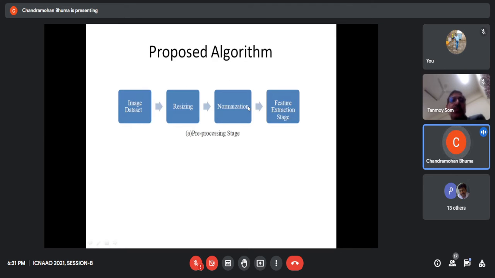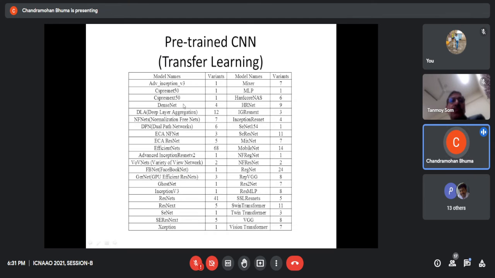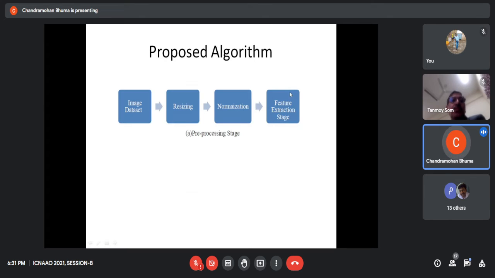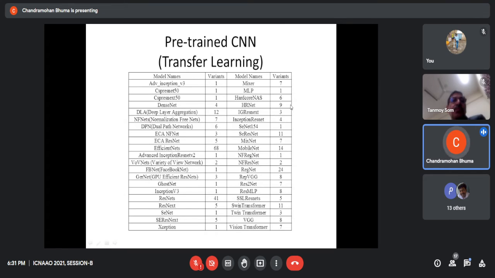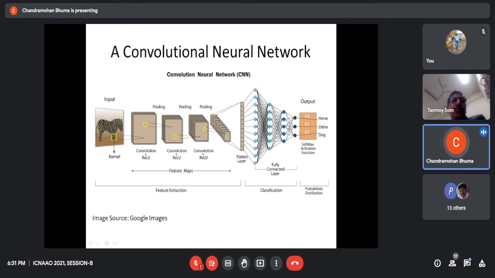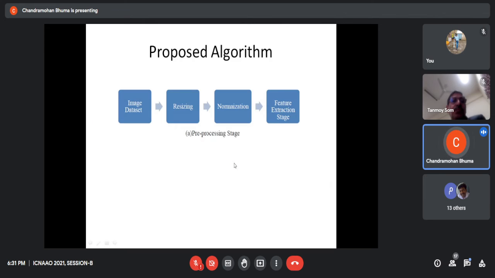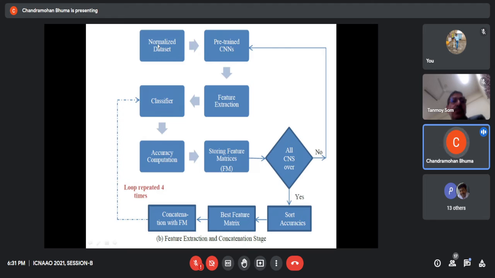Then the algorithm: the entire image data set is resized as per the chosen convolutional neural network. Then all the images are normalized, and features are extracted at the last layer, the flattening layer. So the normalized data set goes through the pre-trained convolutional neural network, features are extracted and given to the classifier, and then accuracy is computed.